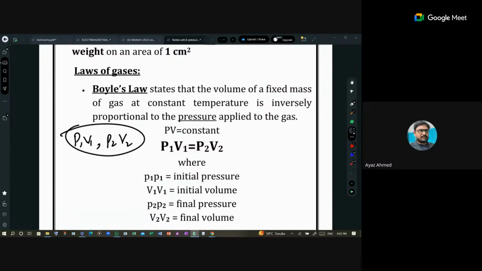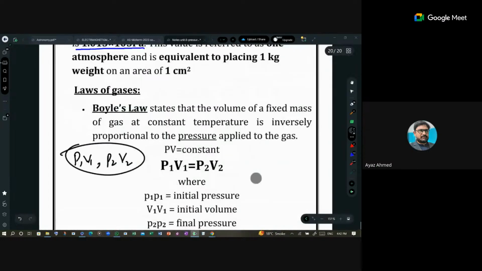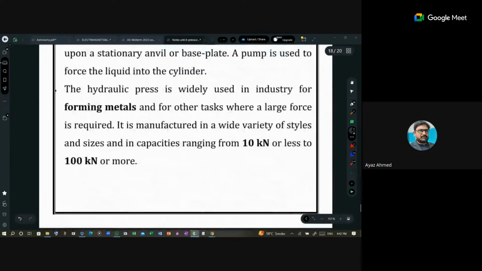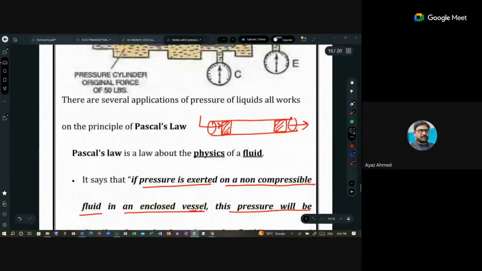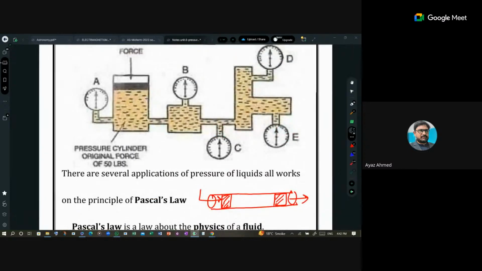Okay, is it clear? So this is all about pressure. Pressure is not a big topic anymore, so I hope it is understandable and clear to you.